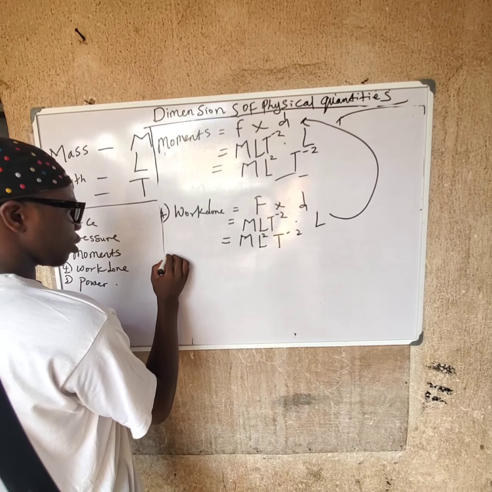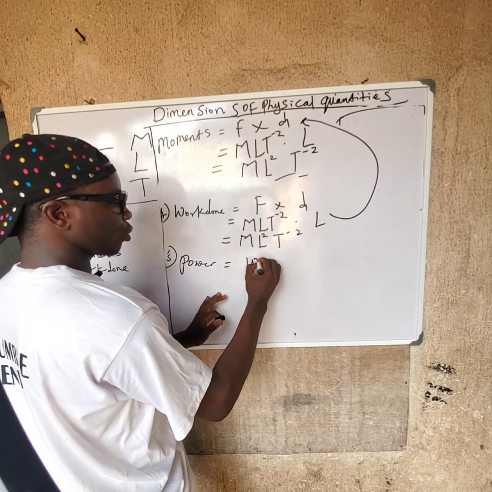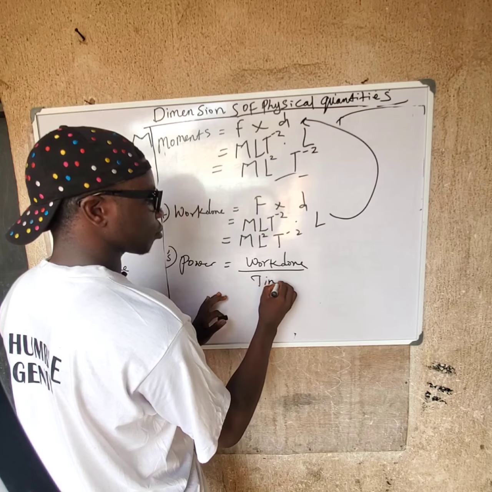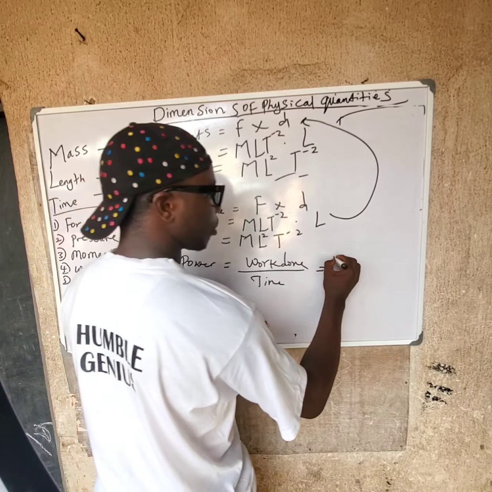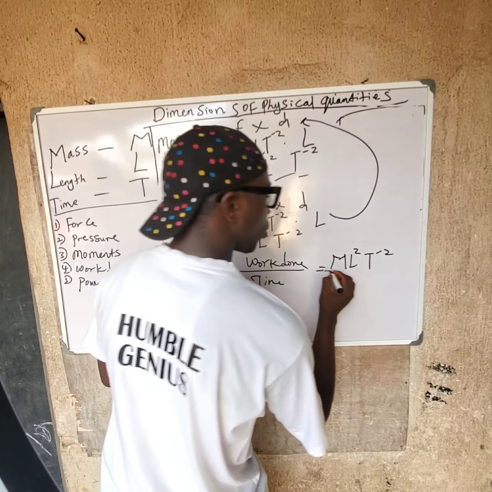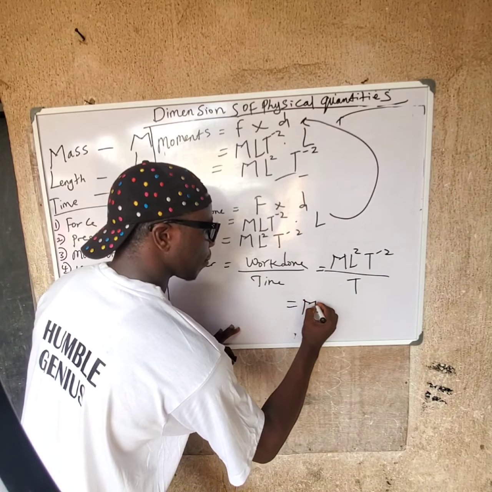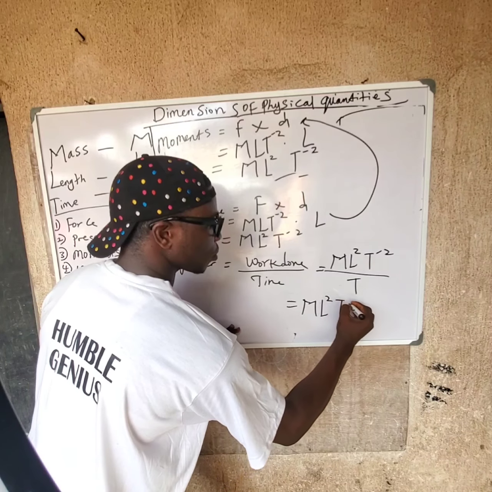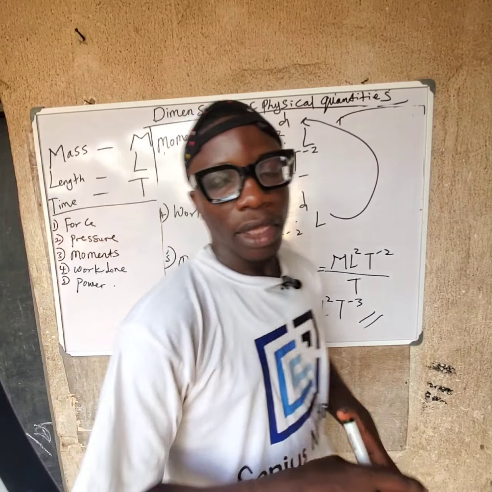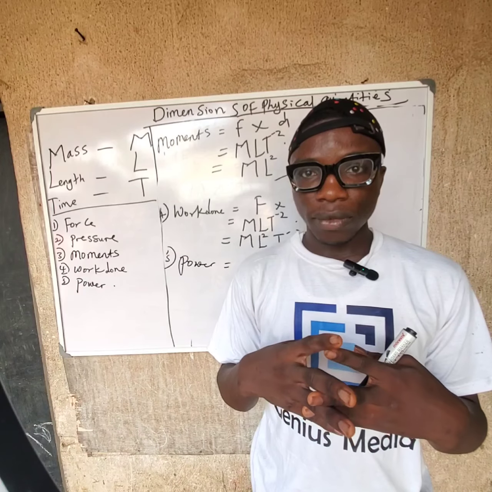So the last one, which is power. Power is simply work done divided by time. So what is work done? Dimension is M L squared T raised to power what? Minus 2, just like we've got in here, over time is just T. So this is the same thing as saying M L squared T raised to power minus 3. That's the dimension for power. As simple as ABC.